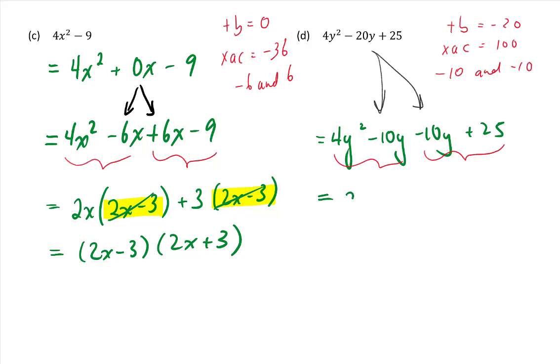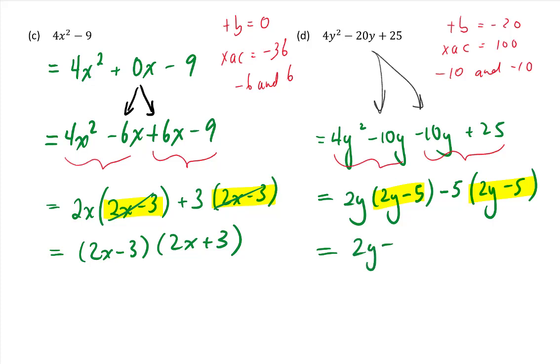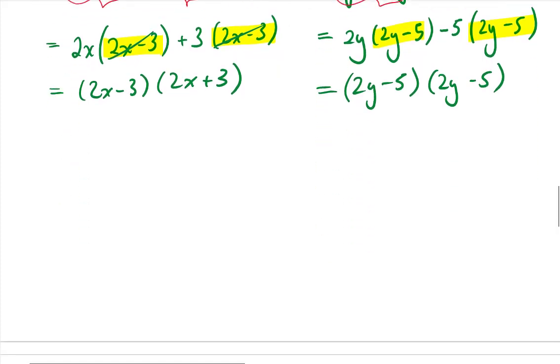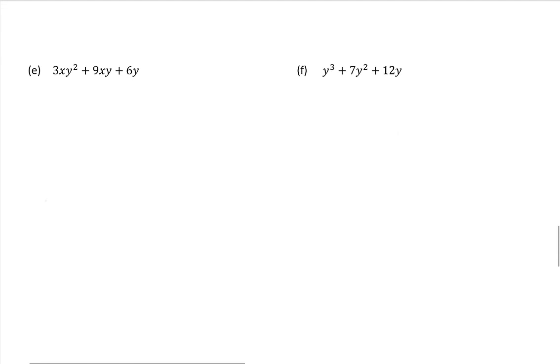In the first two terms, we have a 2y, which leaves me with 2y minus 5. And in the second two, the leading coefficient is negative, so I'm going to take out a negative 5, and that leaves me with 2y minus 5. Our common factor is 2y minus 5. So what we have left is 2y minus 5 times 2y minus 5. All right, let's keep going.